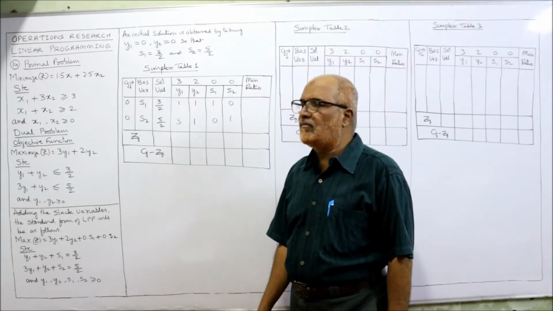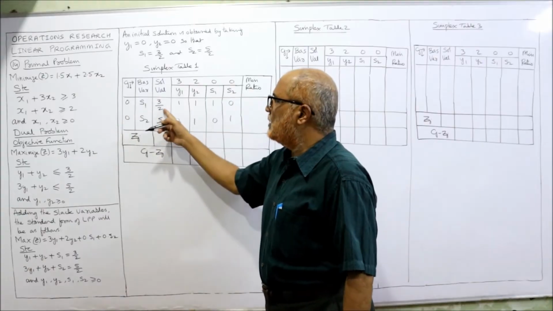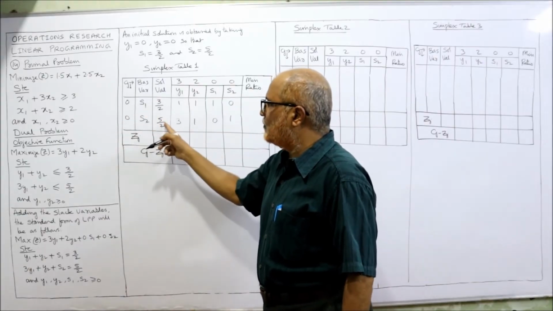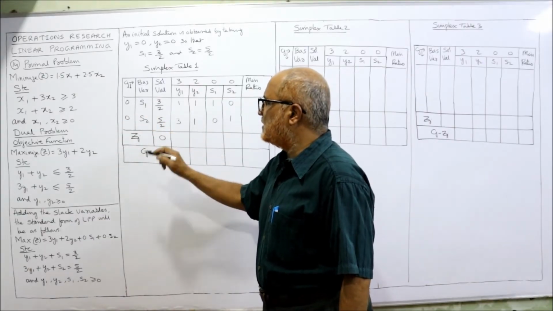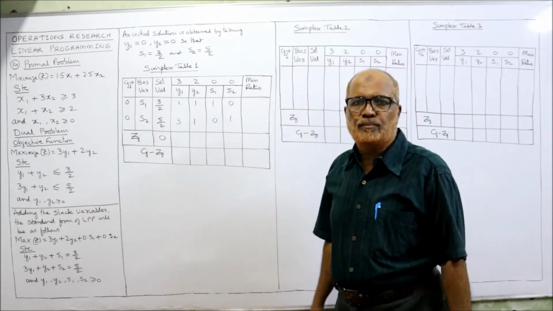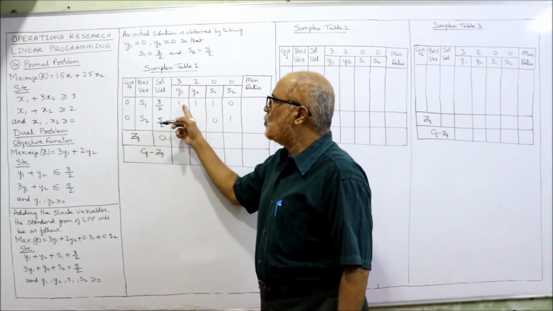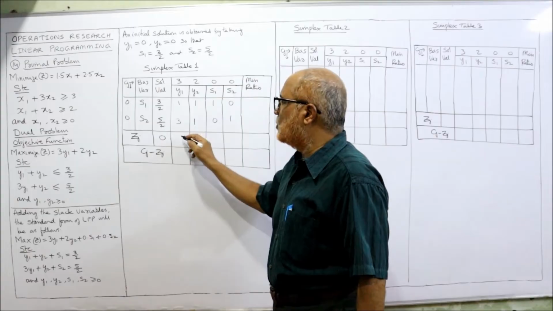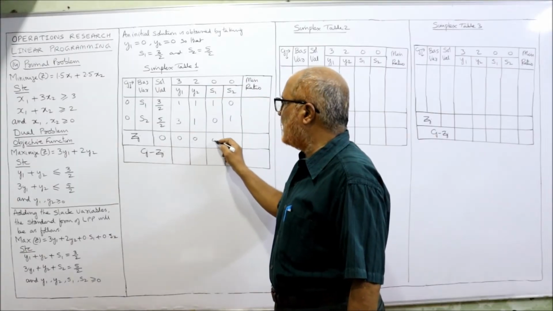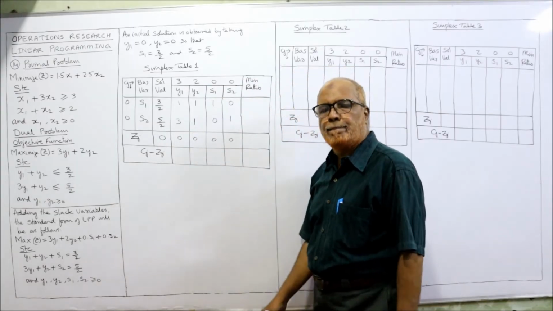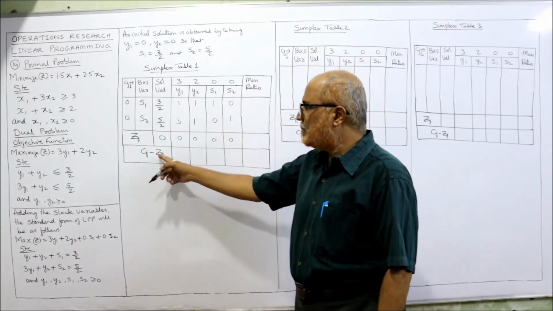Now the zj value. Multiply the cj with the variable. 0 into 3 by 2, 0. Plus 0 into 5 by 2, 0. When anything is multiplied by 0, you will get 0. Similarly, 0 into 1, 0. Plus 0 into 3, 0. So all the zj values will be zeros. Right? Now cj minus zj.